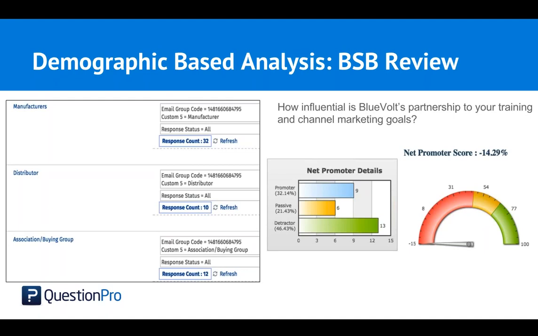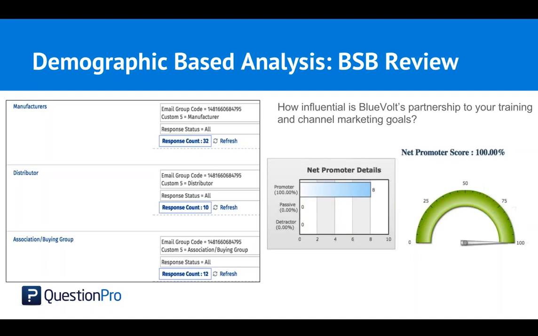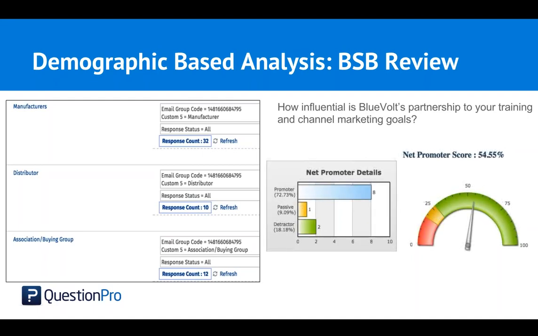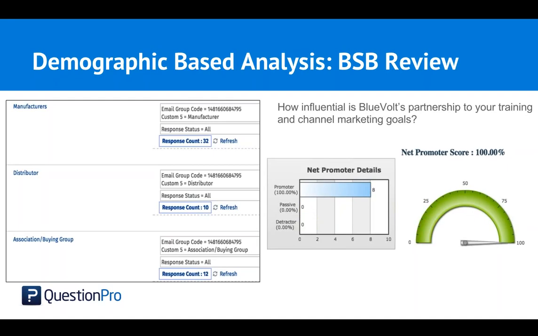And so we found that manufacturers really didn't feel like we helped influence their business as much. And so there's a great opportunity for us to improve our engagement and give them more best practices to help them with their training and channel marketing goals. Then the next one would be for our distributors, and they were, well, I think that's the association one.